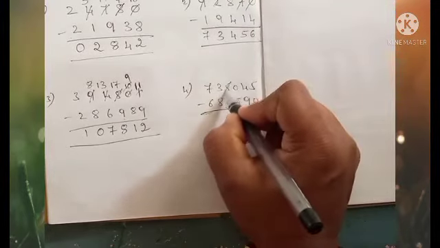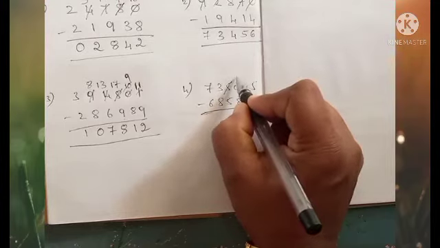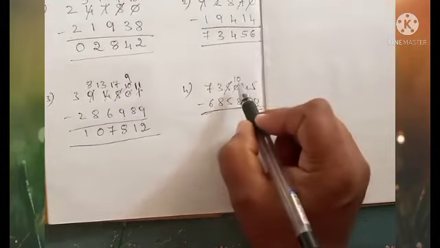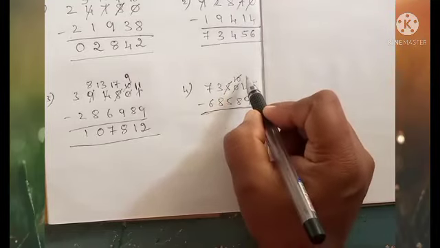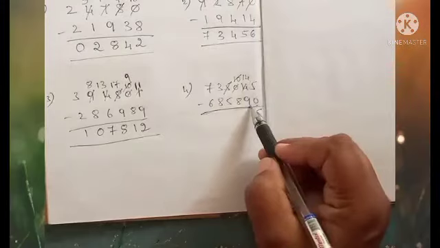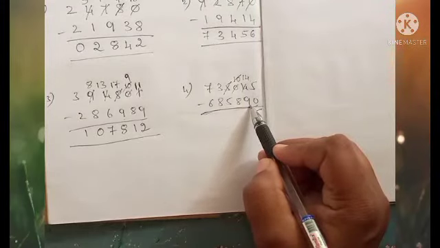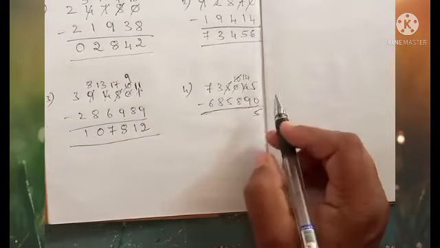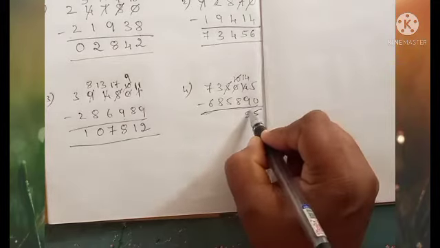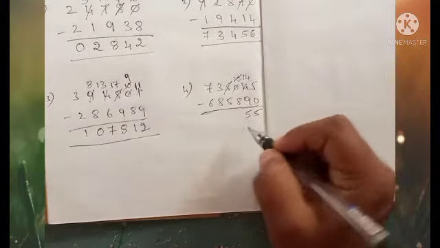So first we will borrow 1 from here to here. This will become 10. Okay. So from here 10 you should take here. This will become 14. Okay. 14 minus 9, how much? 14 minus 9? 5, isn't it? Yes. 5.